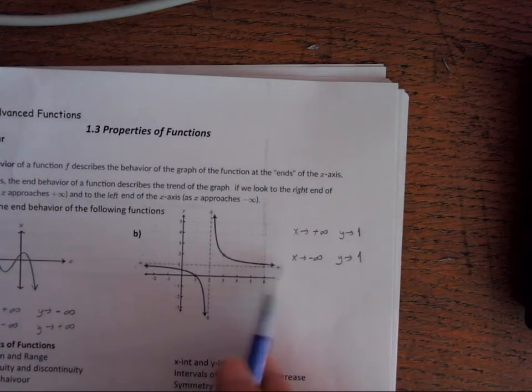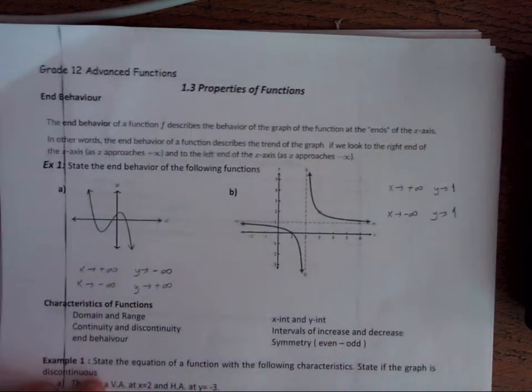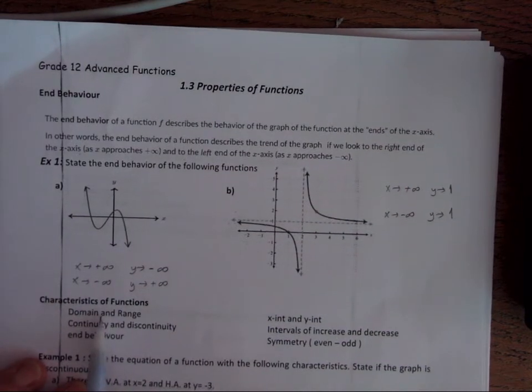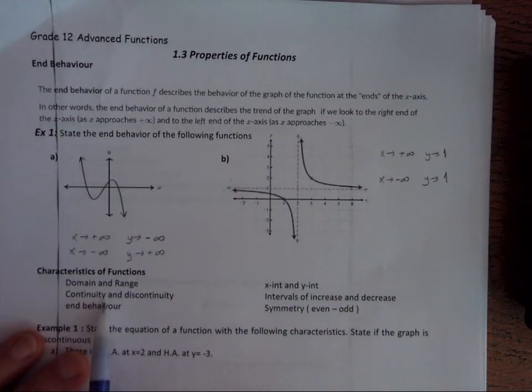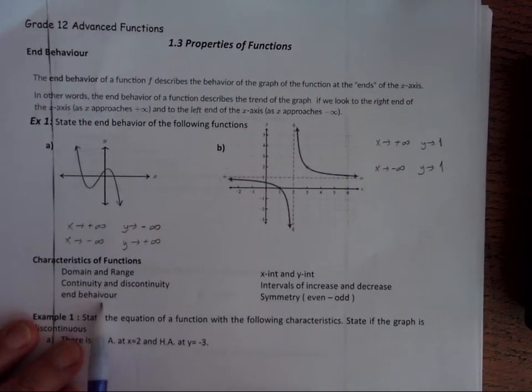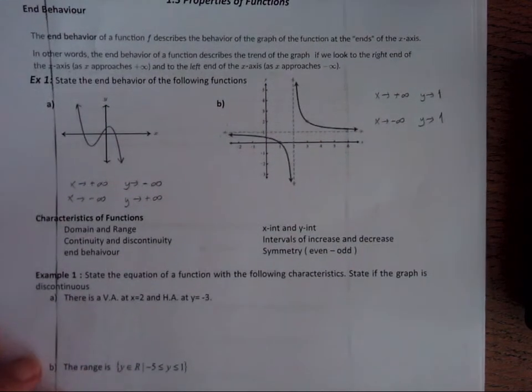Okay? So if there is a horizontal asymptote, maybe one end or both ends are approaching that horizontal asymptote, right? So that is one of the properties of the functions. What are the other properties of functions? Domain and range, continuity, discontinuity, asymptotes, end behavior, x and y intercepts, intervals of increase and decrease, symmetry, even or odd functions. So those are some properties of functions.